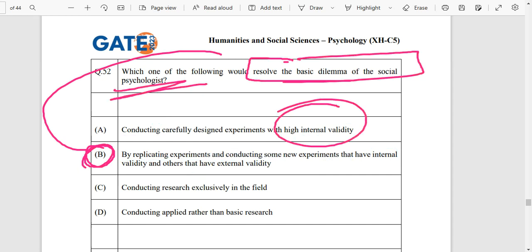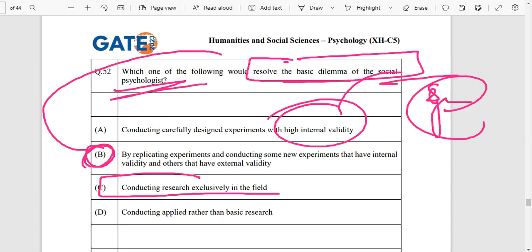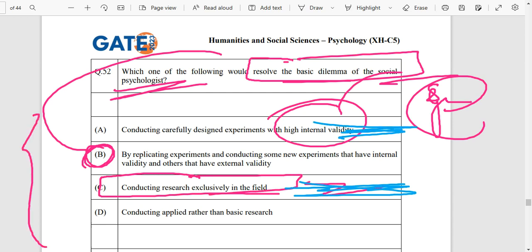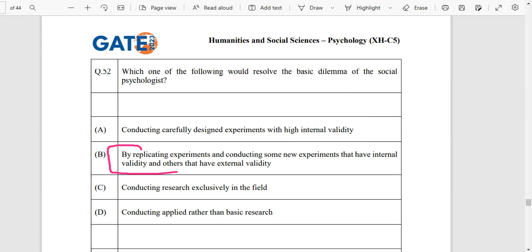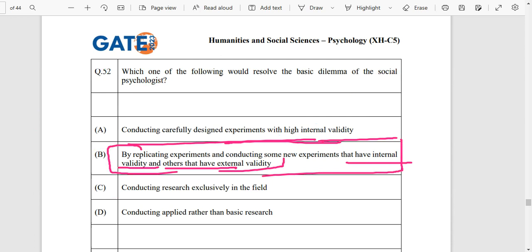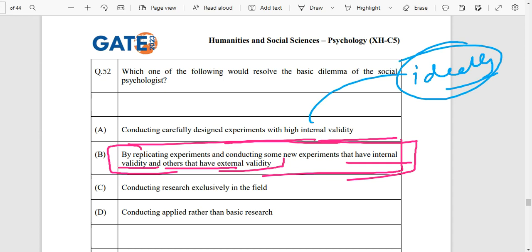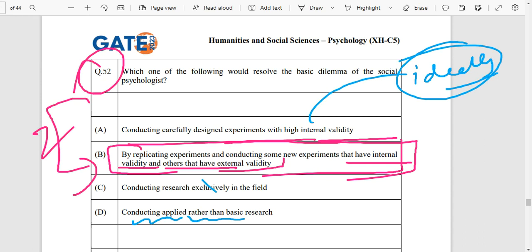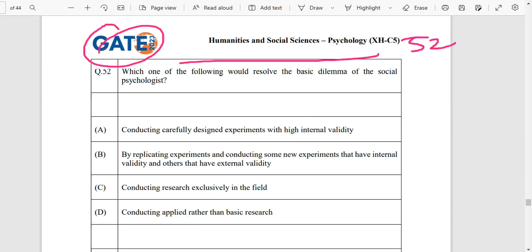social psychologists. Because they cannot have only internal validity, they have to apply to the general audience as well, and they cannot conduct research exclusively in the field without having so many extraneous variables over there. So this has to be taken care of, and the most appropriate option over here is option B: replicating experiments and conducting some new experiments that have internal validity and others that have external validity. So ideally this should be the correct answer, and conducting applied rather than basic research is not a good option. With this, 52nd is B, so as soon as you get the answer key, check this question first.